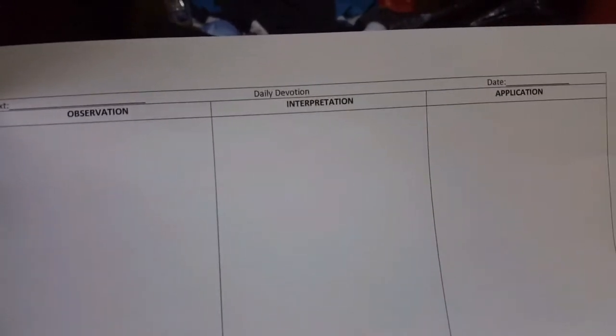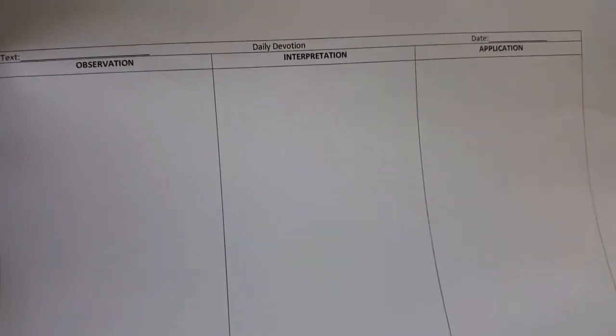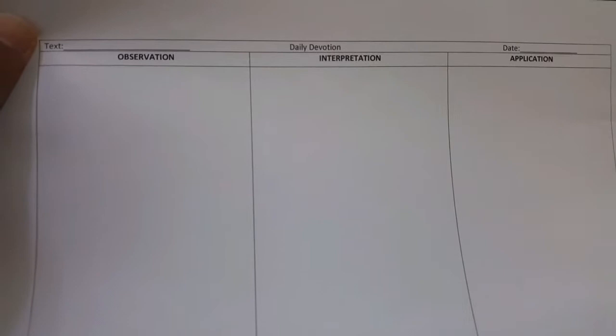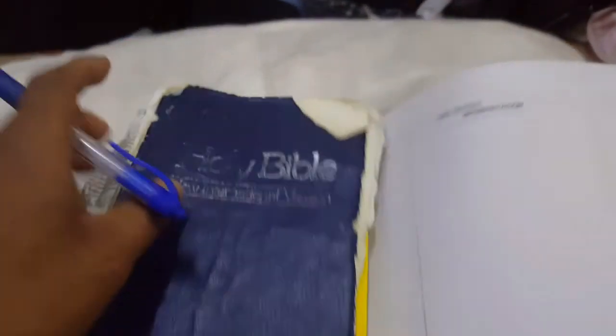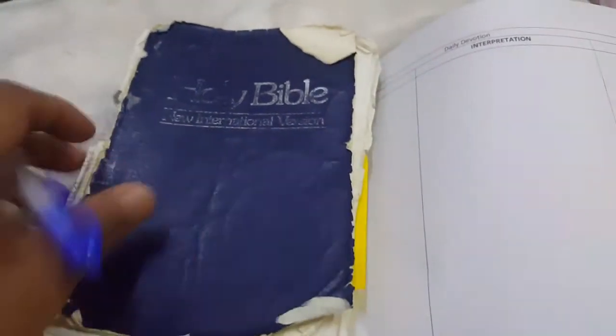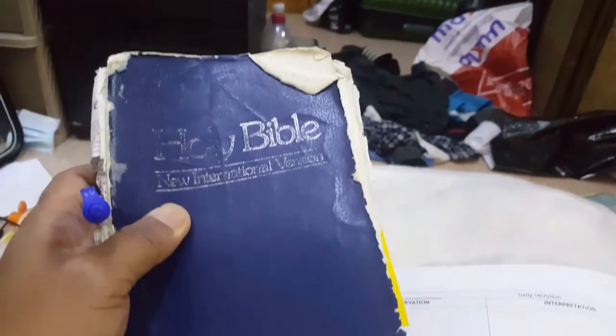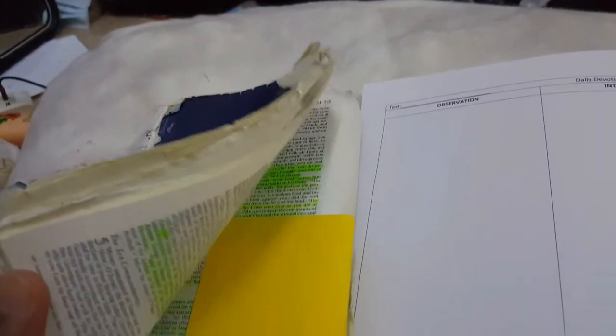So as you can see guys, I have my ready-made form already, where you can find there are 3 columns. One is for observation, one is for interpretation, and one is for application. And I have my Bible. I've been using this for a very long period.